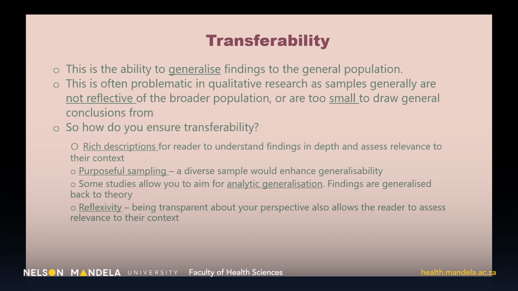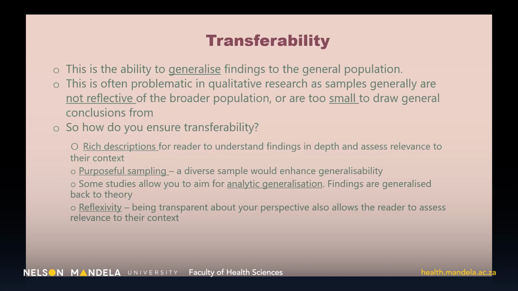How do we then work with data in a way that we ensure transferability, or at least enhance the potential for transferability? So the first thing that we need to do is provide rich descriptions within our work, both in the methodology and in really richly describing our data, the context around our data.